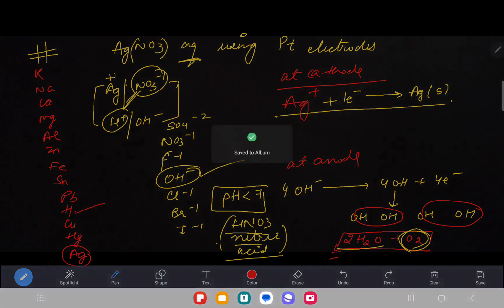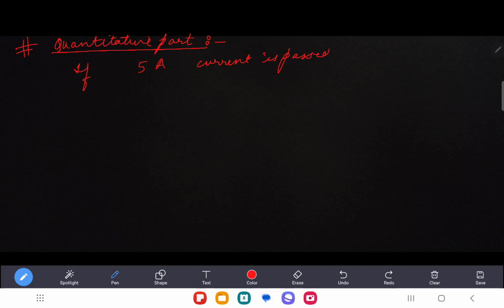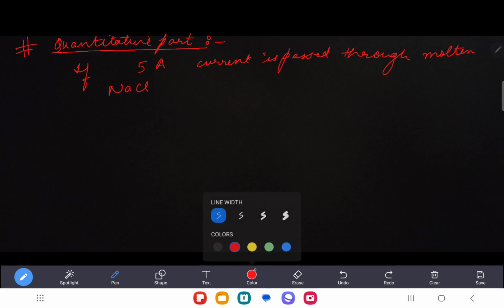अब इसमें इसका जो क्वांटिटेटिव पार्ट है वो देख लो। तो क्वांटिटेटिव पार्ट में क्या हो रहा है? क्वांटिटेटिव पार्ट में आपसे पूछेगा कि भाई, if 5 amperes current is passed through molten NaCl. छोड़, ये पकड़ लो.